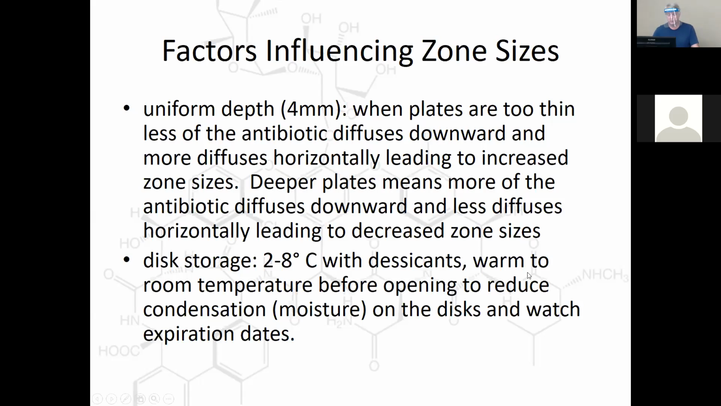Disc storage: we want to make sure they're stored in the fridge. We warm them to room temperature before opening to reduce condensation on the disc, and watch expiration dates.